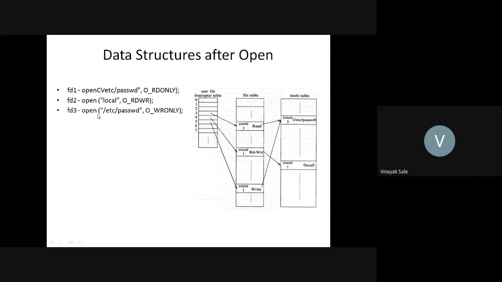Then again the etc password file is opened, so this file is opened two times. In the first descriptor table entry it was opened for read only, and in the third descriptor entry, at the fifth location, it is opened for write only. So count is 1 for write, count 1 for read, count 1 for read and write, and count 1 for write. But the same file, etc password, is opened two times for reading and writing. That's why the count is 2 here. The count for local is 1 because that file is opened only one time. The same file is opened for different purposes, but since it is opened two times, the count is equal to 2.